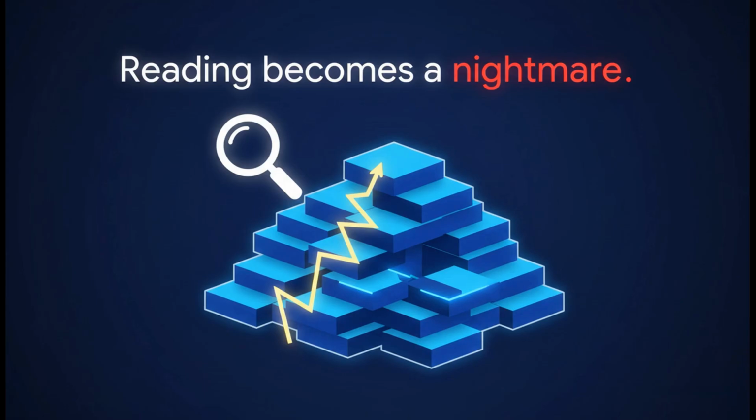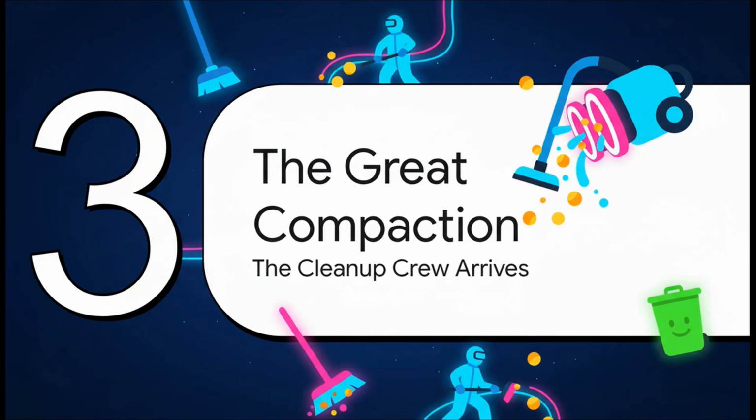Okay, reality check. What happens when you actually want to read that user's profile? Well, the database has to dig through that entire messy pile, from the newest brick all the way to the oldest, just to find the latest version. Reads get painfully slow. So how do we fix this mess without killing our amazing write speed?